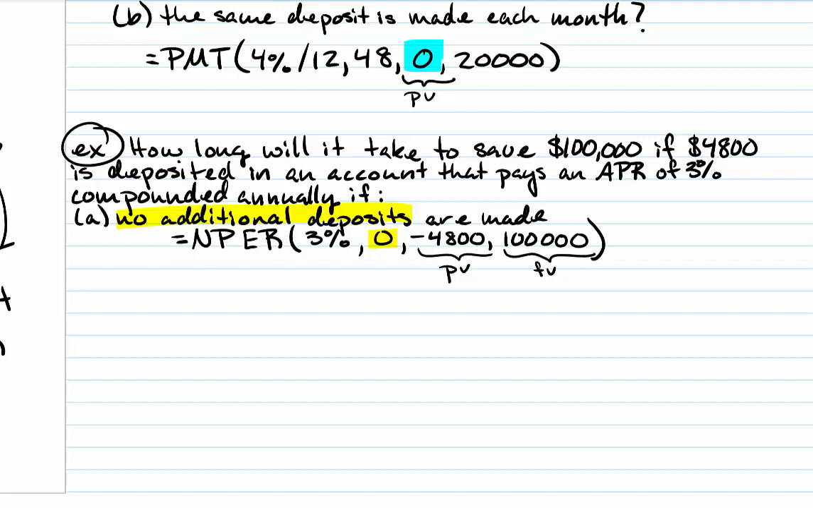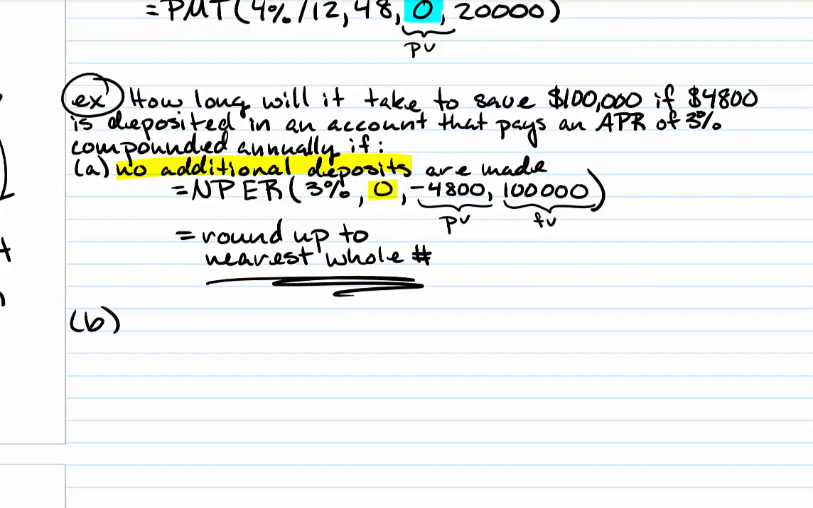So if you put that in Excel, it will give you the nper. I said a moment ago that you might need to multiply by 12. Not in this case, because we're already compounding annually. So in this case, just round up to the nearest whole number. Always round up, even if it would be appropriate to round down. Always round up here.